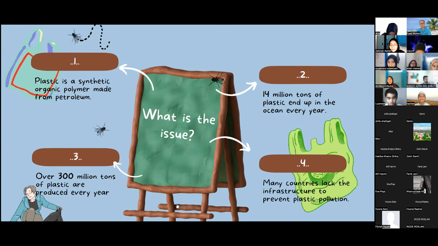Under the influence of solar UV radiation, wind, currents, and other natural factors, plastic breaks down into smaller particles that we give another name, which is microplastic, and that will be explained later by another group. Many countries lack the infrastructure to prevent plastic pollution, such as sanitary landfills and incineration facilities. This leads to plastic leakage into rivers and the ocean. The legal and illegal global trade of plastic waste may also damage ecosystems where waste management systems are not sufficient to contain plastic waste.